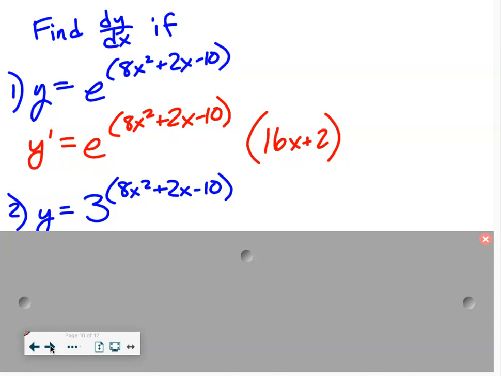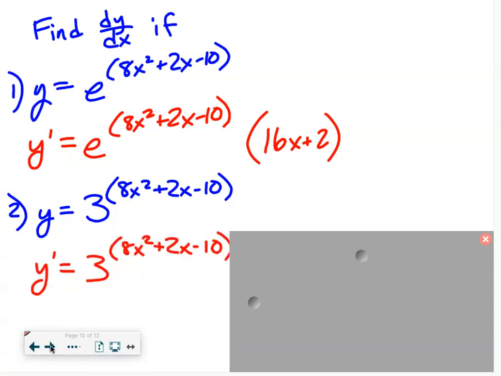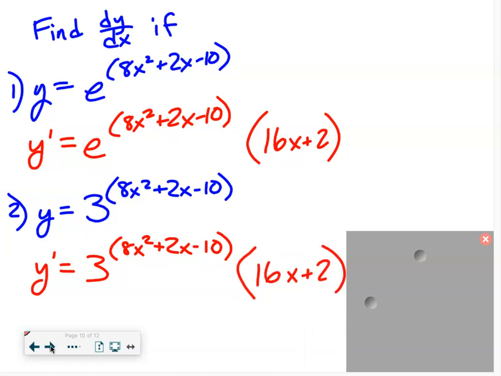The derivative of 3 to the guts is the exact same thing as the derivative of e to the guts. The only difference is you have to multiply by something to convert it to that natural base. So the derivative of 3 to the guts is 3 to the guts times what? Times d guts, the derivative of the guts. And then in order to convert this to base e, we have to multiply this by ln 3.